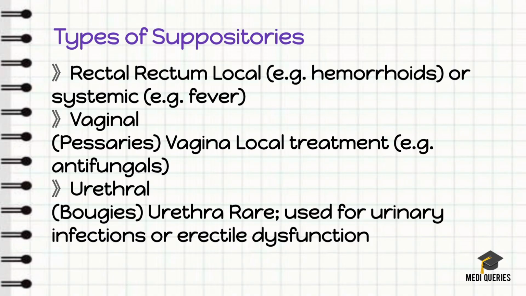In the case of rectal suppositories, they are torpedo shaped and inserted into the rectum for local or systemic effects. Whereas vaginal suppositories, also called pessaries, are oval shaped and used for local treatments like infections. And next are urethral suppositories. These are also called bougies, are pencil shaped and rarely used, mainly for male patients.